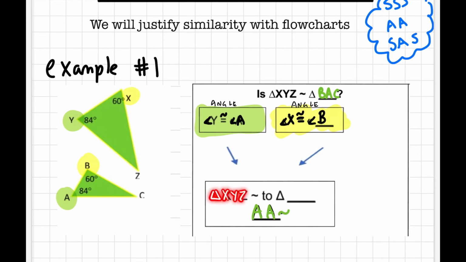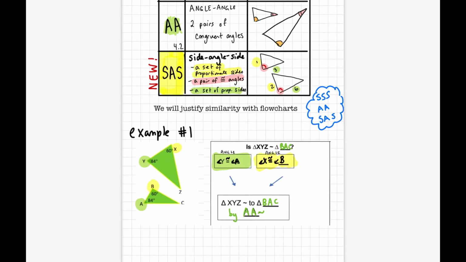I also need to name this triangle. So triangle XYZ is similar to triangle, and we'll just rewrite it as BAC, like we did before. And that's the end of this flowchart. Let's see another example.